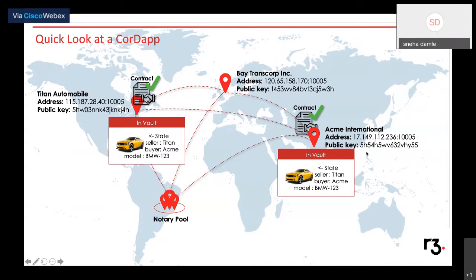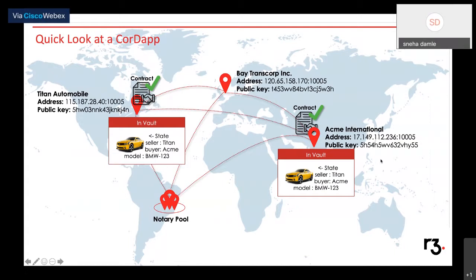So let's take a simple example. Let's say that Acme and Titan enter into a deal where Acme wants to purchase a car, and wants the ownership transferred to his name. Without Corda, let's imagine how this would be executed. They will execute this deal, and this information they will store in their heads, as of now.